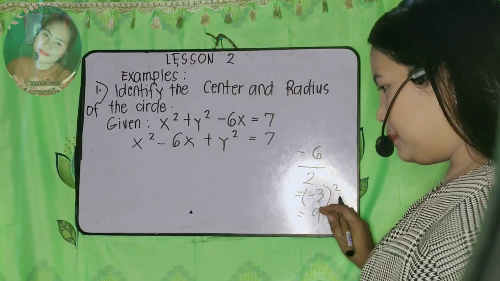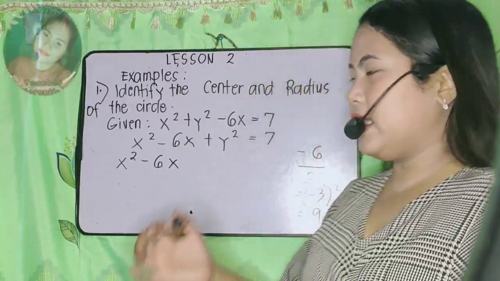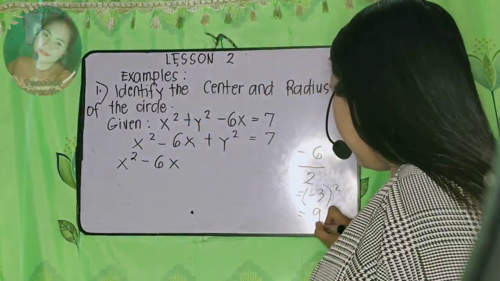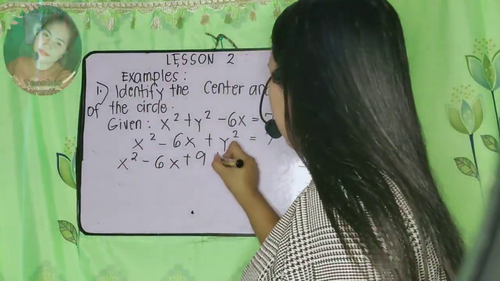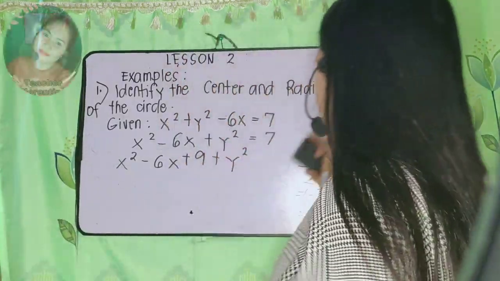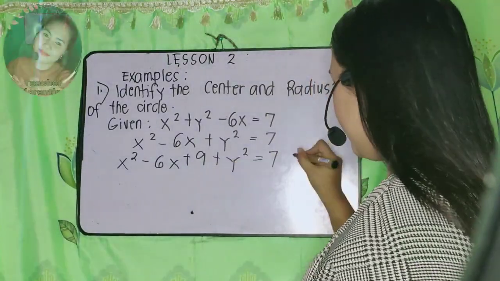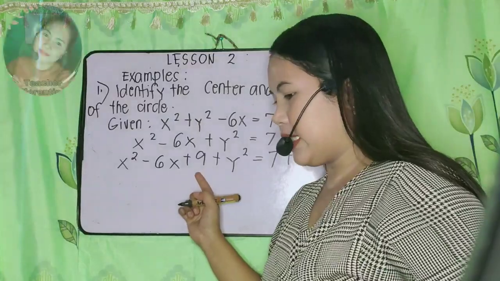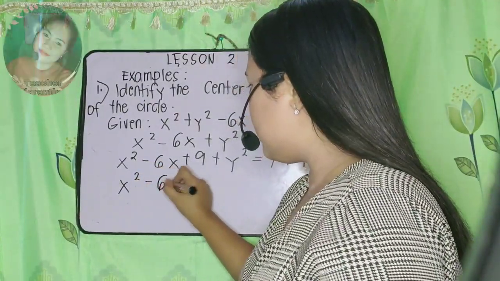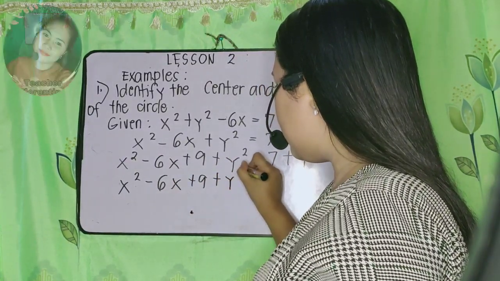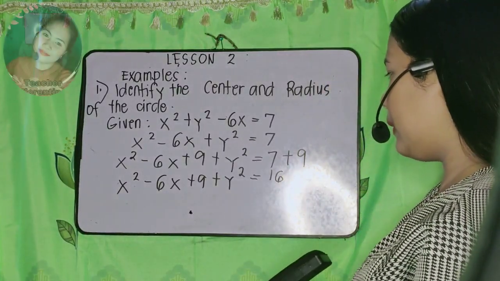So after finding the positive 9, copy x squared minus 6x. Since we took the half squared of negative 6, we put the result here. Since it is positive, of course we write positive, but if it is negative, then negative. Then copy plus y squared and equals 7. Since we added 9 on this side, we also add 9 on the other side. Then simplify: x squared minus 6x plus 9 plus y squared equals 7 plus 9. What is 7 plus 9? We have 16.